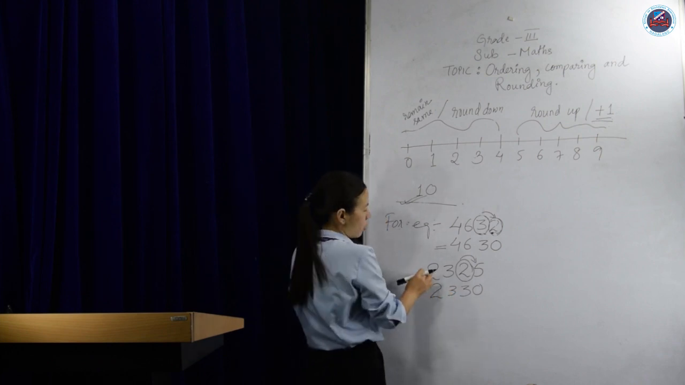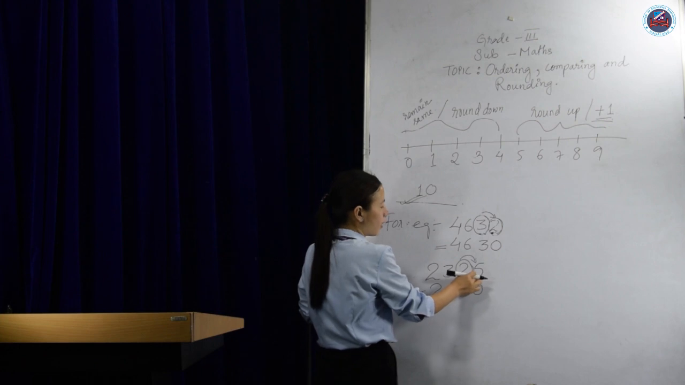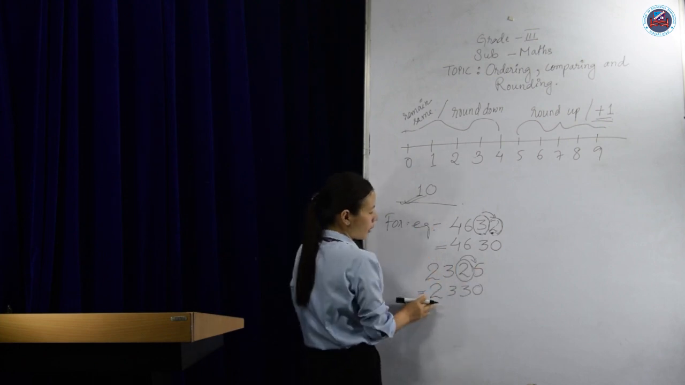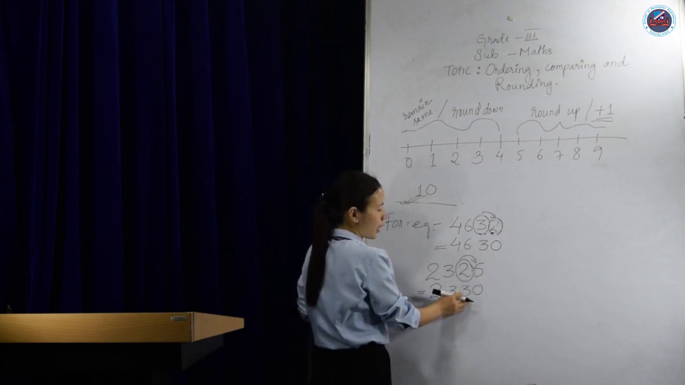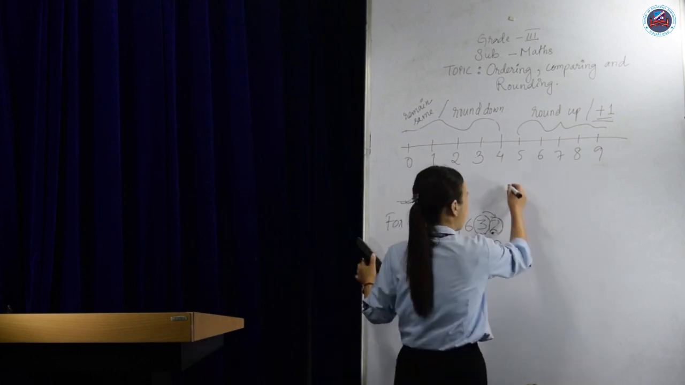That is, 2,325 rounded to the tens, we get our answer as 2,330. And let's go for the hundreds place.